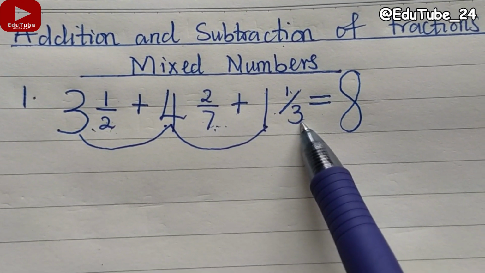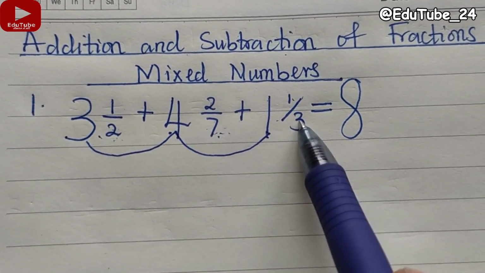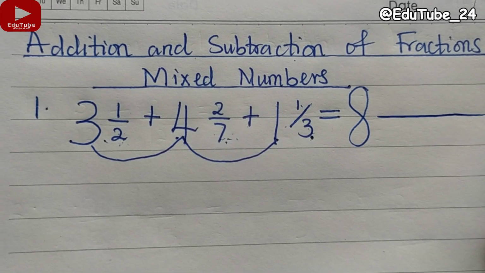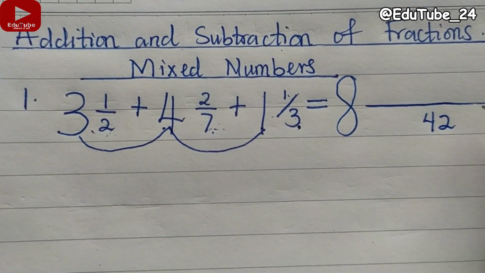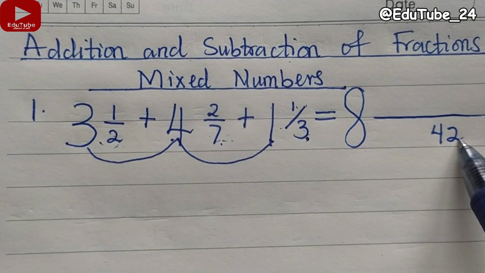You can do that at your end there. So the LCM of 2, 7, and 3 is 42. So 42 will be their common denominator.